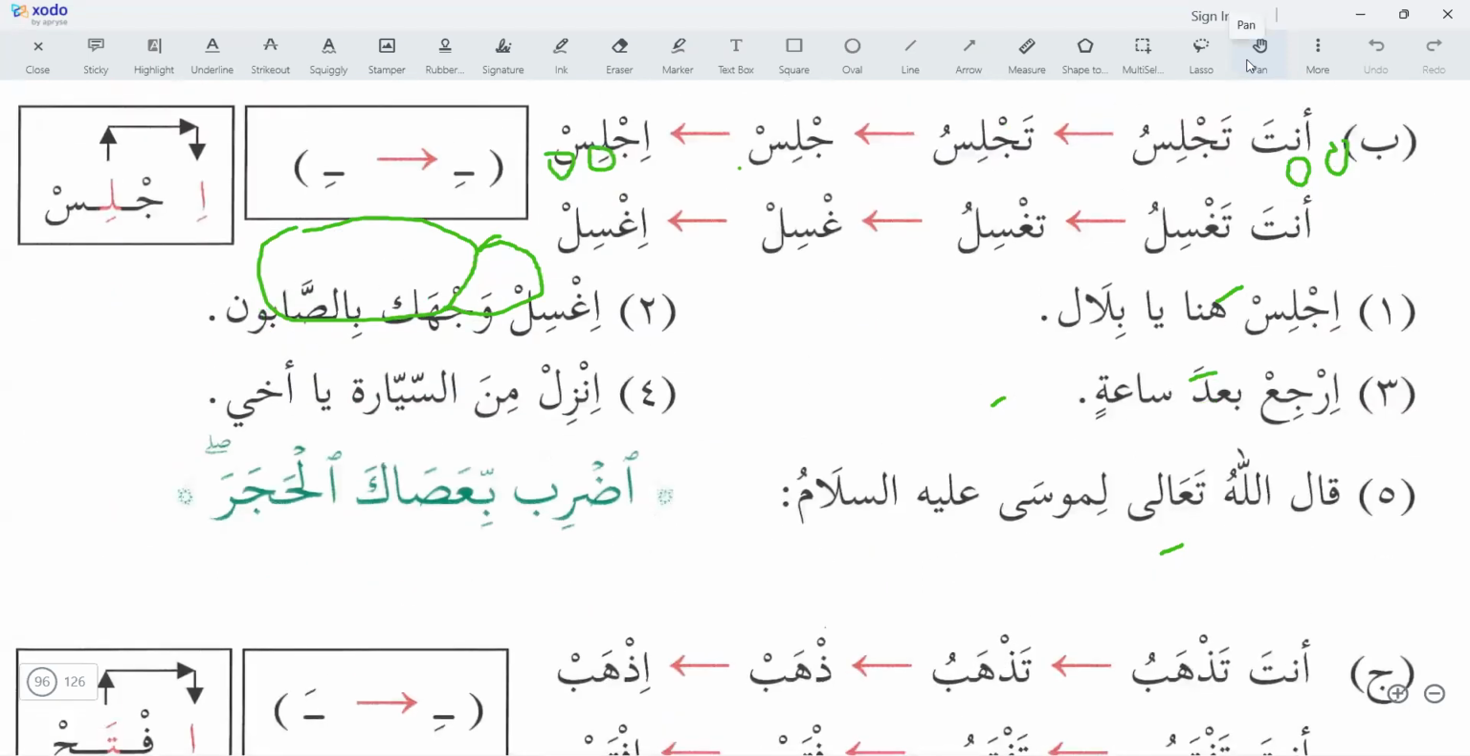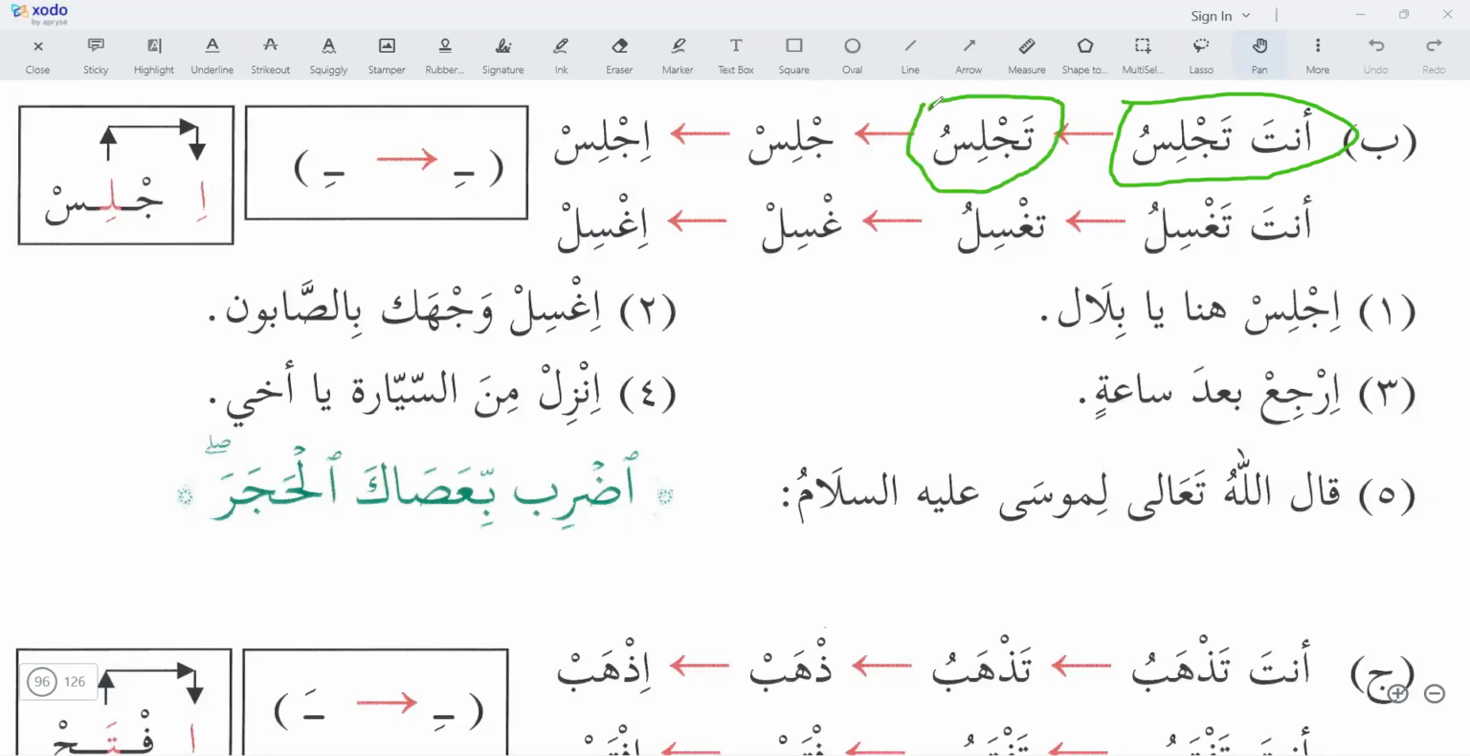Maryam, read. Then next is: Anta tajlis. This is a nominal sentence. Anta tajlis, you are sitting or you sit. Tajlis is a verbal sentence. So the meaning is also the same. Tajlis, you are sitting or you sit. Same thing we will do.